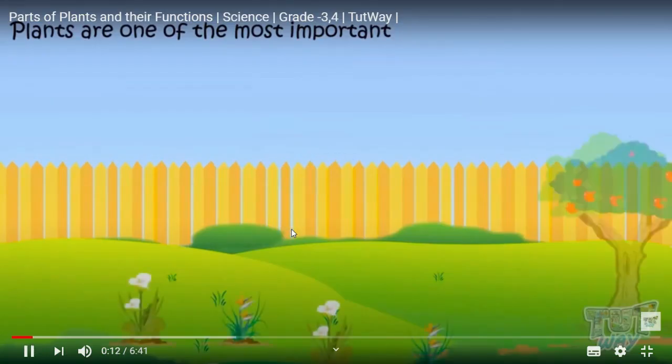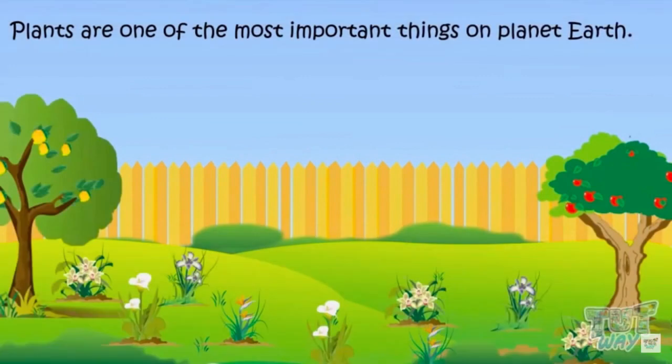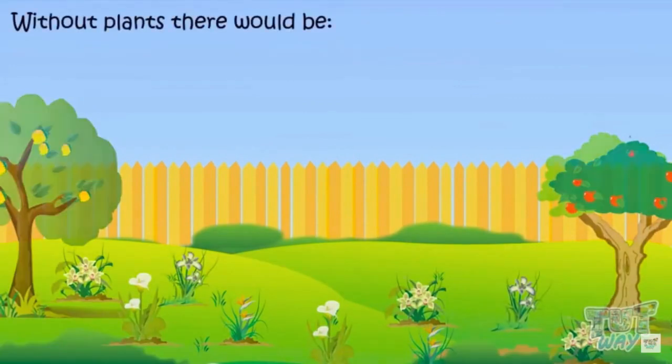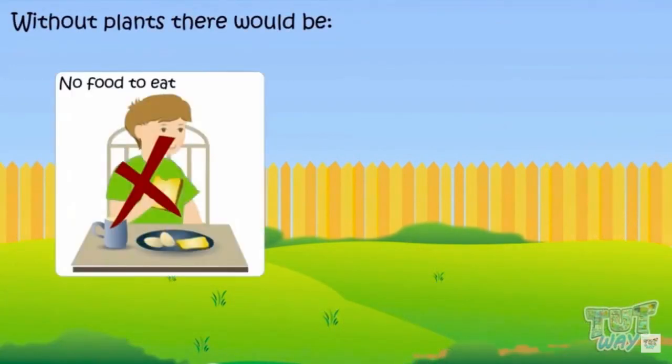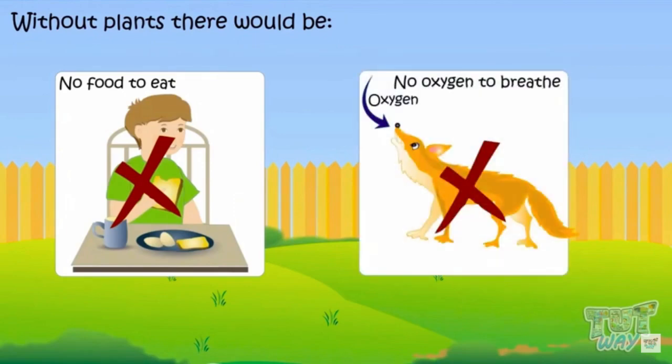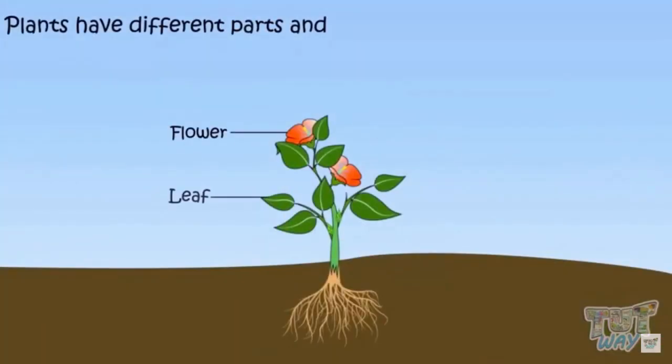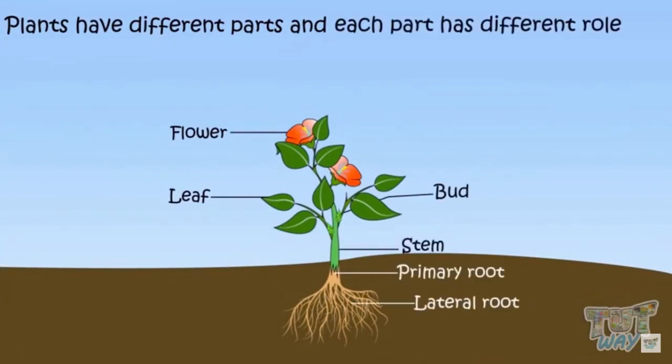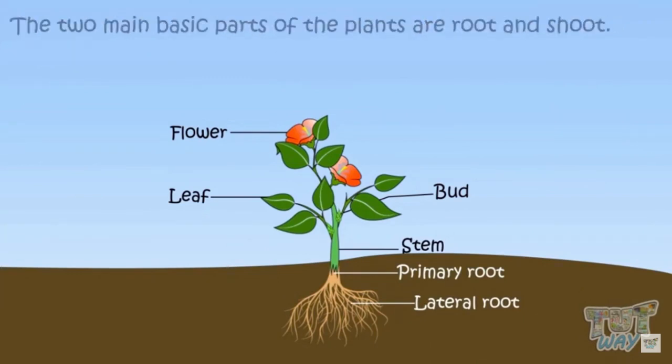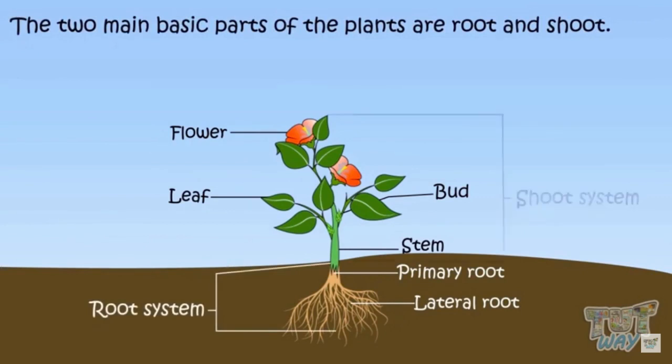Most important things on the planet Earth. Without plants, there would be no food to eat and no oxygen for animals to breathe. Plants have different parts where each part has different roles to play. All plants have two main basic parts. That is, the root and the shoot.